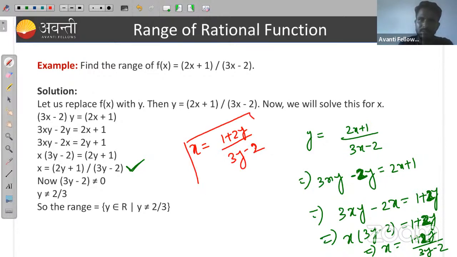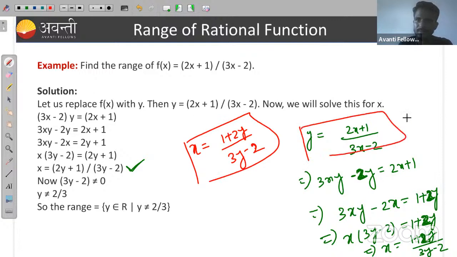Okay. See the initial function. This was the given function to me. Now I converted it into this form: x is here, y on one side, all the x on the other, but here you can see the difference. Here is x in terms of y. Now we have to find this function's domain. This function's domain would be what? R minus 2 by 3, yes or no?